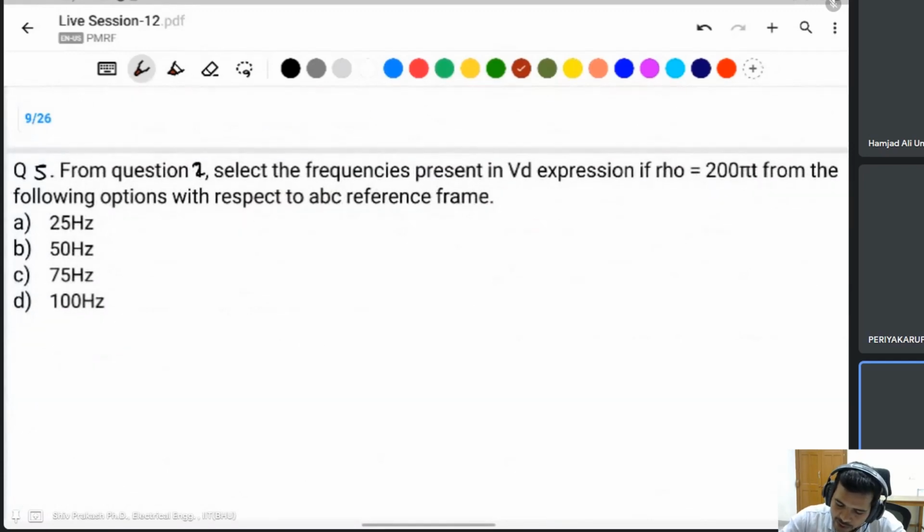For the same question, select the frequencies present in the Vd expression if rho is 200 pi t, from the following options with respect to the ABC reference frame. Select the frequencies present in the Vd expression. Then find the value of Vd at rho is 200 pi t. Vd is equal to 3 by 2 Vm sin of omega t plus minus rho.